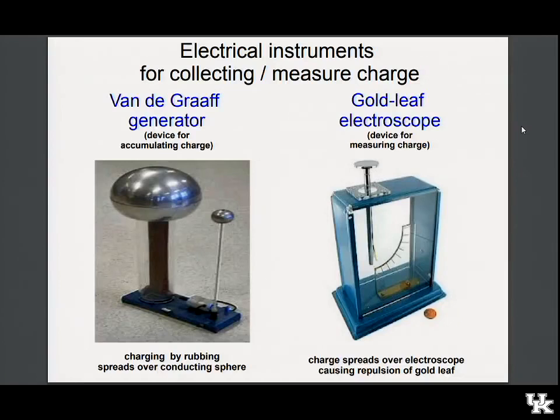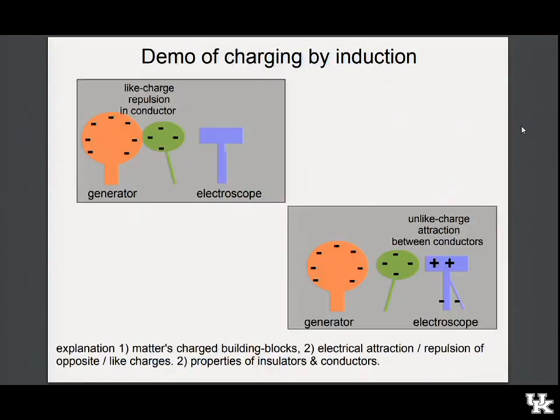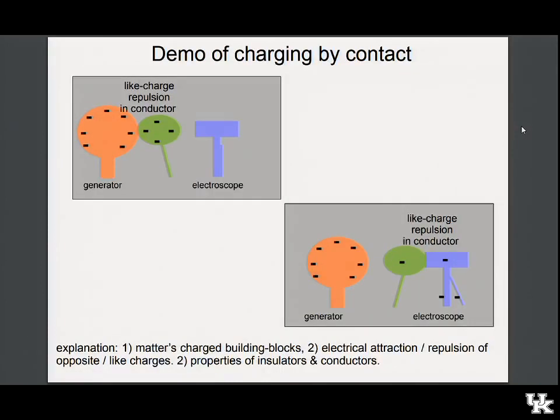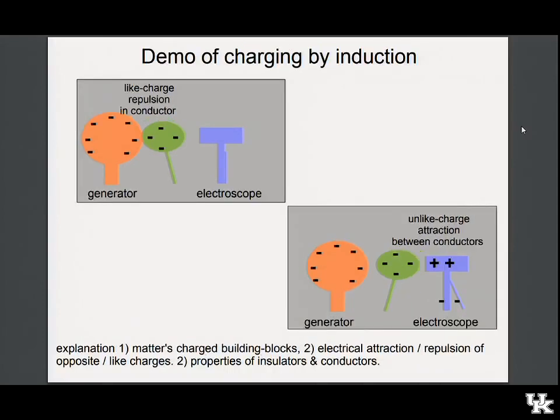I'm going to show you an example of what we call charging by induction, using the Van de Graaff generator and the electroscope. Then I'm going to show you a second example, which will be charging by contact, using the Van de Graaff generator and using the electroscope to measure the charge. As an example of all the things we put together in today's class about attraction, repulsion, positive and negative charges, insulators, conductors.